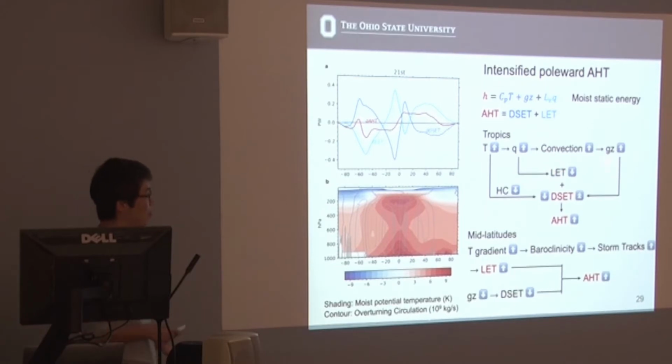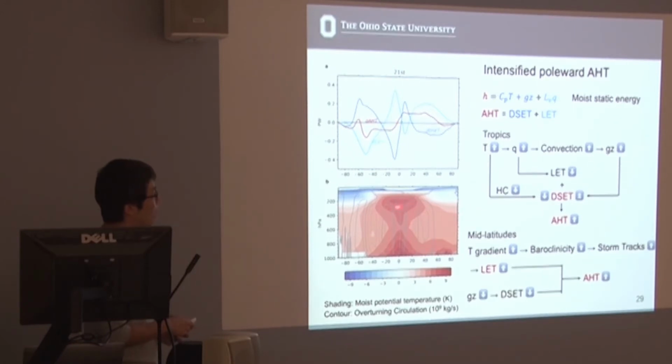The mechanism is like this. There are three mechanisms in the tropics that lead to atmosphere heat transport change. Two of them lead to a reduced atmosphere heat transport, and one of them leads to an intensified atmosphere heat transport change. Under global warming, the temperature increases, so we have more moisture in the atmosphere. The moisture is transported equatorward due to the trade winds and goes to the deep tropics. Then it triggers stronger convection, so we have a higher tropopause. Therefore, we have higher dry static energy in the atmosphere, as the shading shows.